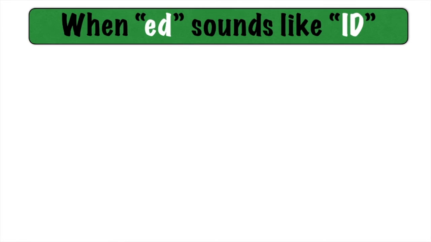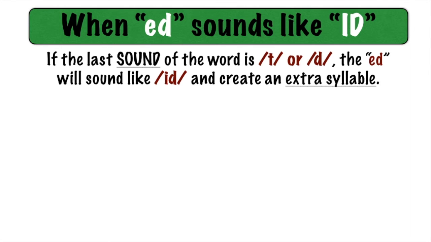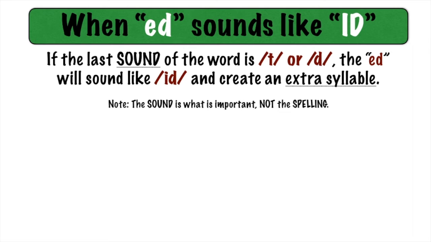Here I'm going to talk a little bit about the different sounds of ed in the simple past tense in English. The first sound is when ed sounds like id. If the last sound of the word is t or d, the ed will sound like id and create an extra syllable. Also, the sound is what is important. This is very, very important. The sound is what is important, not the spelling.